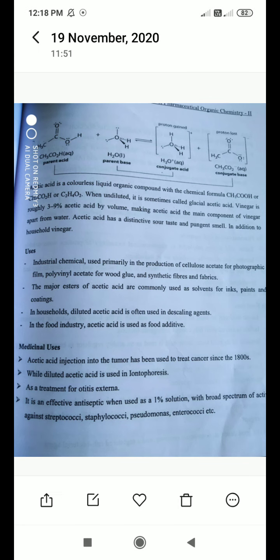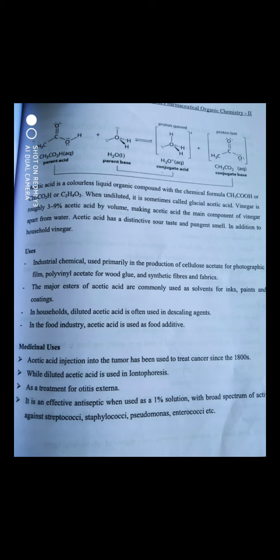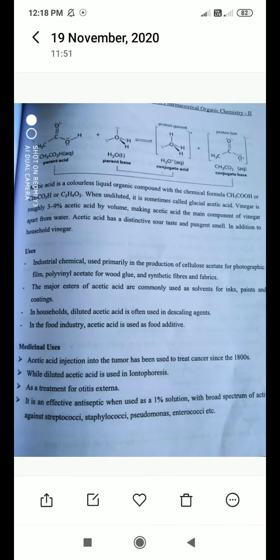Now when undiluted, it is sometimes called glacial acetic acid. Whenever it is mentioned, you must use glacial acetic acid. Glacial acetic acid is free from water, meaning they don't have any small percentage of water molecules in that chemical, meaning pure acetic acid. Pure form acetic acid is glacial acetic acid.